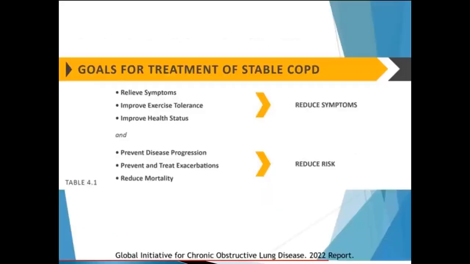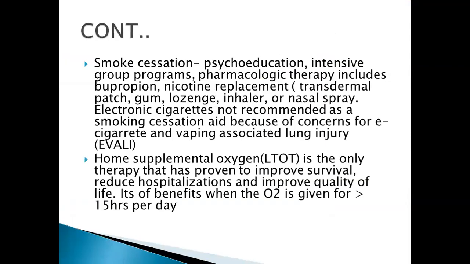And so the goals for treatment of patients with stable COPD, you aim at relieving the symptoms, you improve the exercise tolerance, because we realize that one of the scoring systems, such as the COPD Assessment Test, focuses more on the exercise tolerance regime. And then we also look at improving the health status and then preventing the disease progression. We prevent and treat the acute exacerbations, which we've looked at, and then reduce the mortality.